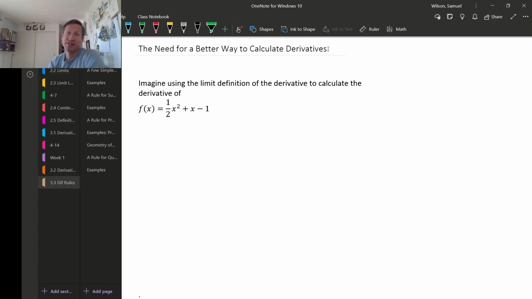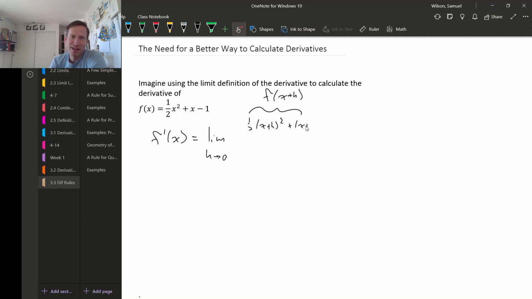So far, when we've needed to calculate a derivative, we've used the definition, and it's actually been working okay. It takes some algebra, but we can do it. So for a function like this, the derivative is just going to be the limit as h goes to 0. We have to write down f of x plus h here. So that's going to be 1/2 (x plus h) squared plus (x plus h) minus 1, minus, and then we have to write down f of x right here.